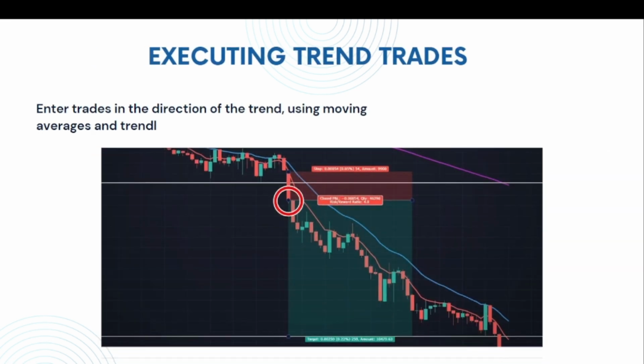All right. Now, before we get onto that, this is another example of how we execute our trend trading with the moving average. Now you enter the trade, you enter trades in the direction of the trend.